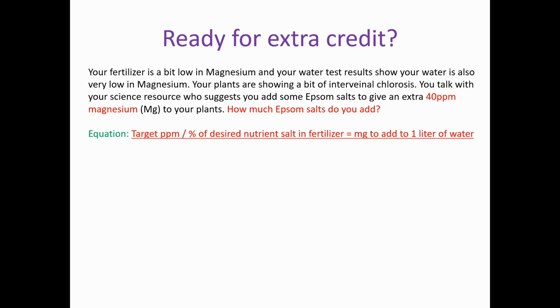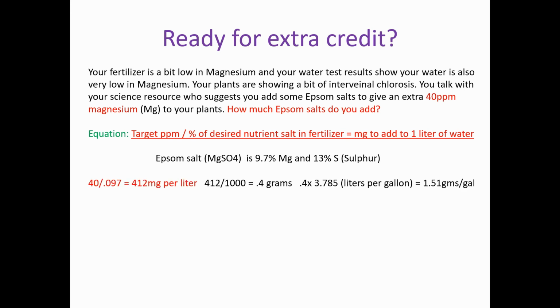We use the same equation. You take your target ppm, which is going to be 40, divided by the percent of the nutrient that we're trying to calculate, the magnesium, and that gives us the milligrams to add to 1 liter of water. So Epsom salt, or magnesium sulfate, is 9.7% magnesium and 13% sulfur. So our calculation will be 40, the target ppm we're trying to reach, divided by 0.097, the percent of magnesium in the Epsom salt, and that gives us 412 milligrams per liter.